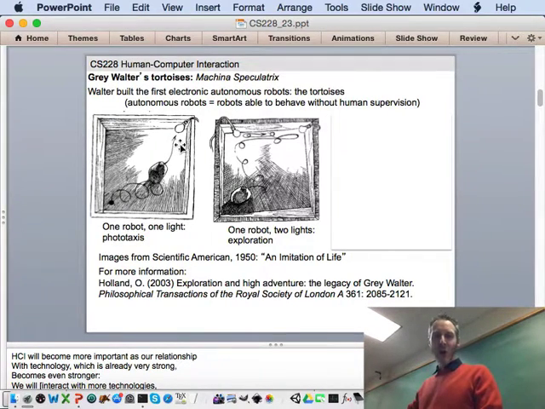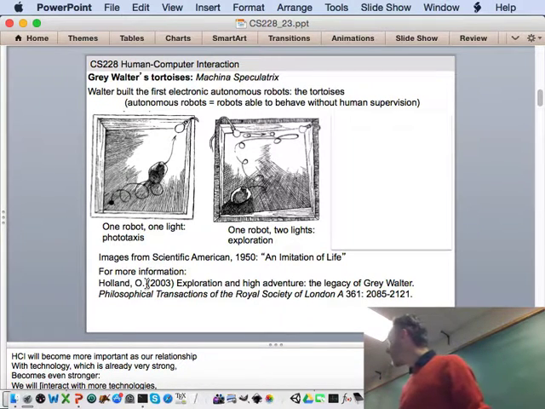Much better to do an actual line drawing of what happened. So here's one robot, one light, which gives you phototaxis. Here's one robot and two lights, which gives you exploration. This should remind you of a particular Valentino Braitenberg vehicle that we saw. Which of Braitenberg's vehicles was curious? The Explorer, right? So Braitenberg sort of stole this idea from Grey Walter 20, 30 years earlier.